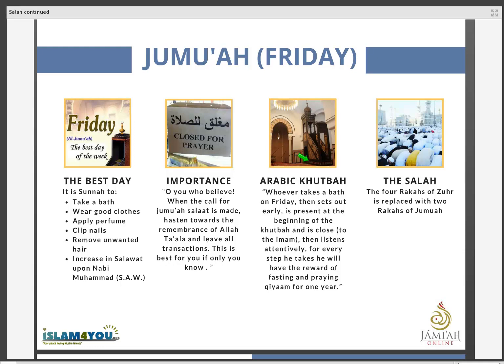So every Friday we can gain this reward by preparing ourselves, going early for the prayer, attending in our South African context, or in many parts of the world, the English lecture as well, and thereafter being present for the Arabic khutbah. Now the Arabic khutbah is necessary. That is equivalent to the 2 units which were reduced.